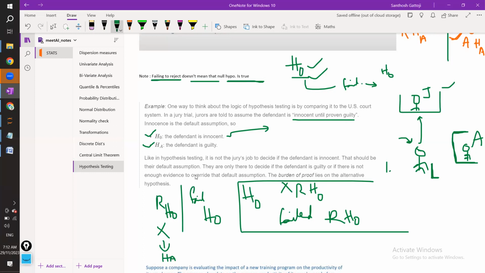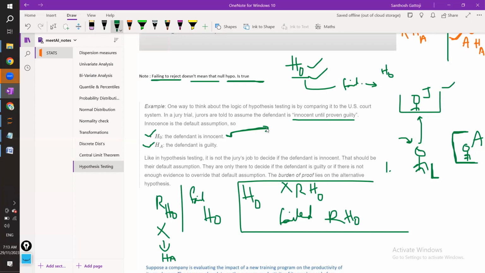But in some other scenario, if at all you did not collect sufficient evidence, then what you will do? You have failed to reject this guy. But that does not mean this statement is true. I just failed to reject.